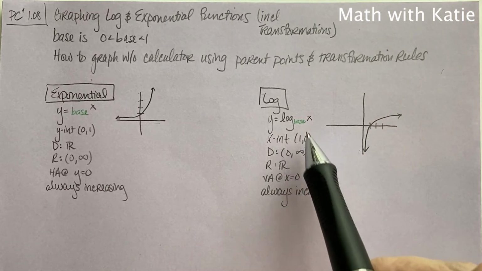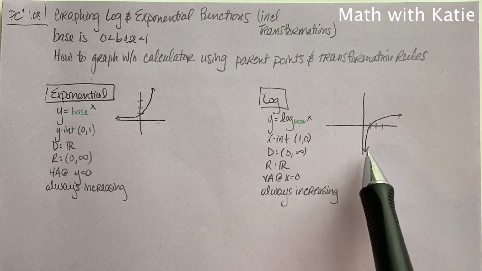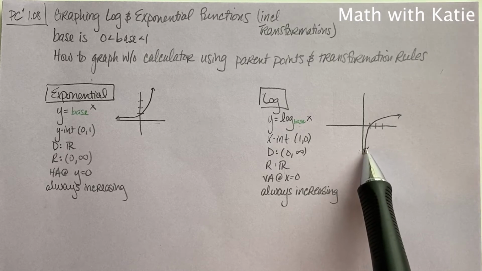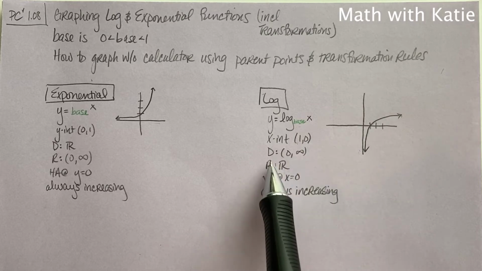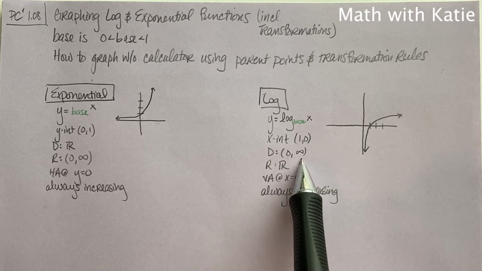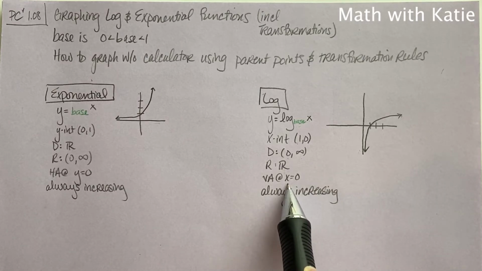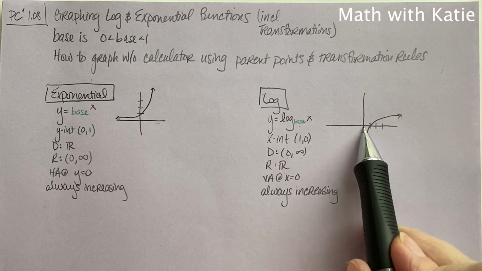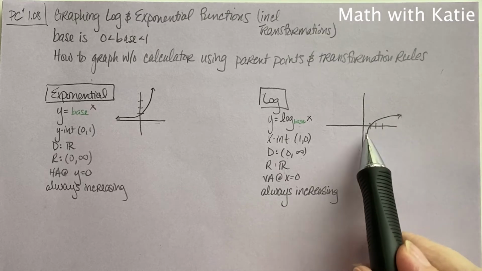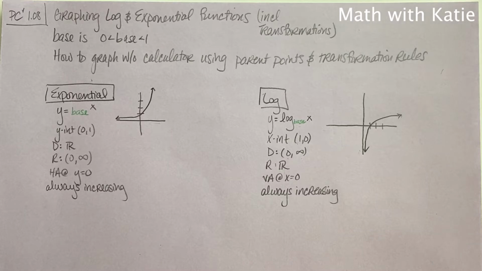Okay, now let's look at our log function. So log, whatever the base is, of x. So it's going to come close here and then shoot up that way. X-intercept is (1, 0). Domain is 0 to positive infinity. Range is all real numbers. Vertical asymptote at x equals 0. And yes, even though the domain doesn't go over here, if you go across the domain, starting left to right, it still is always increasing.